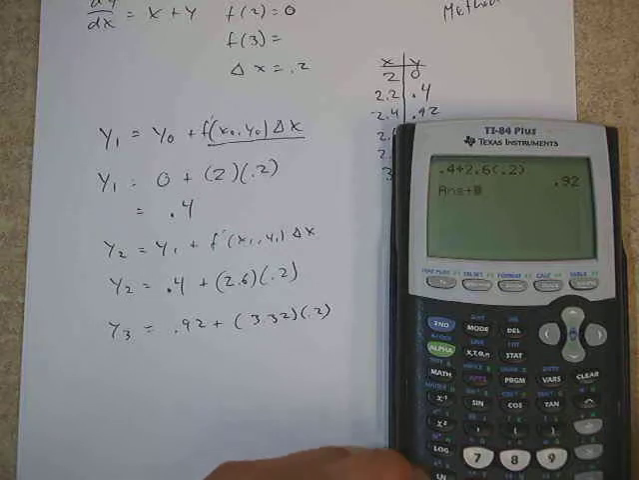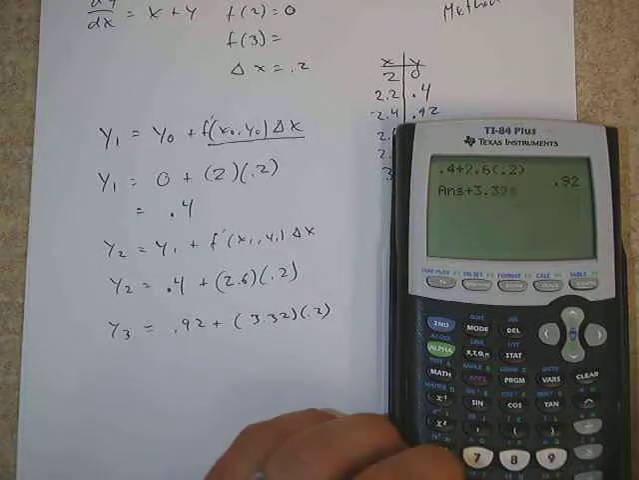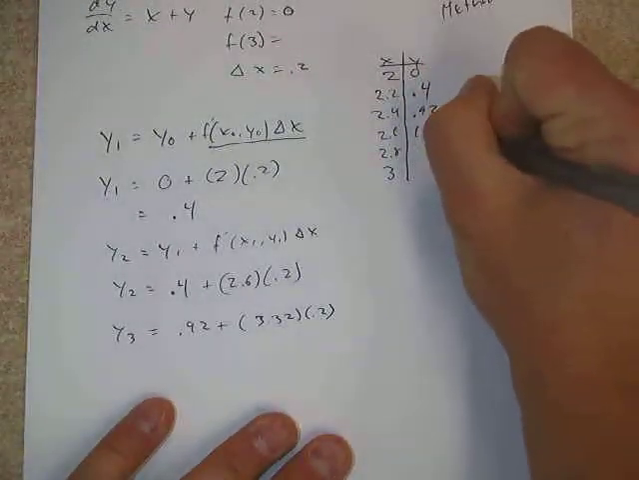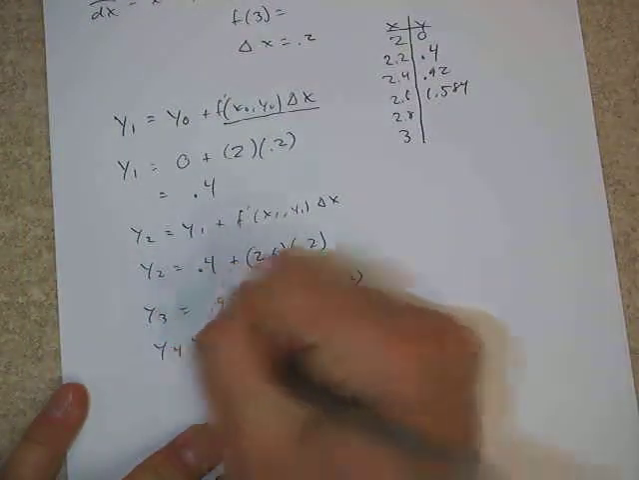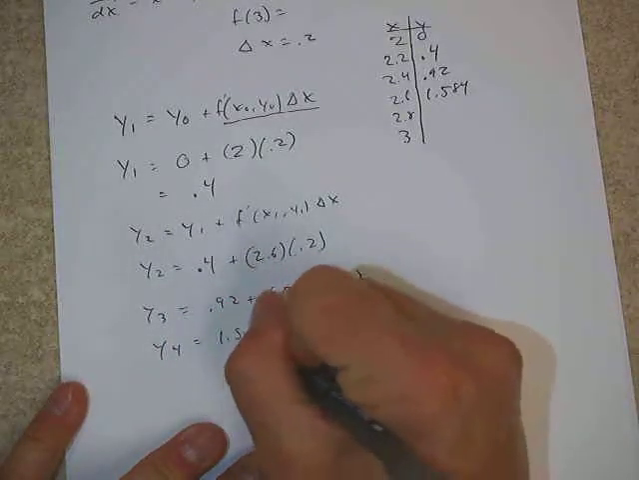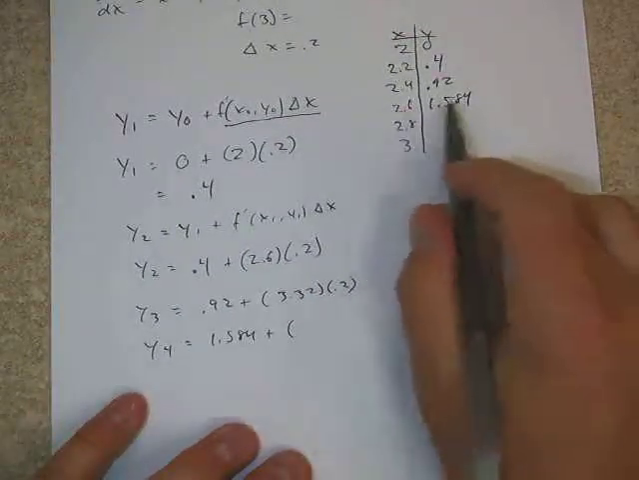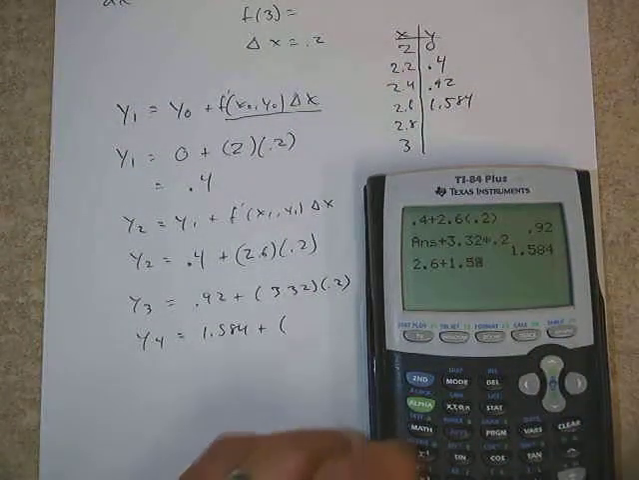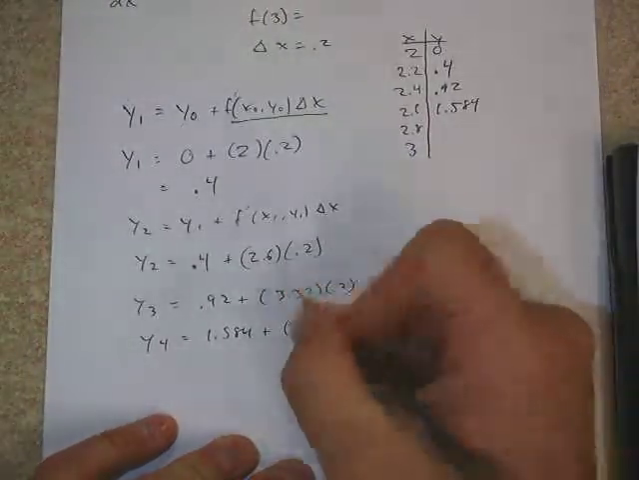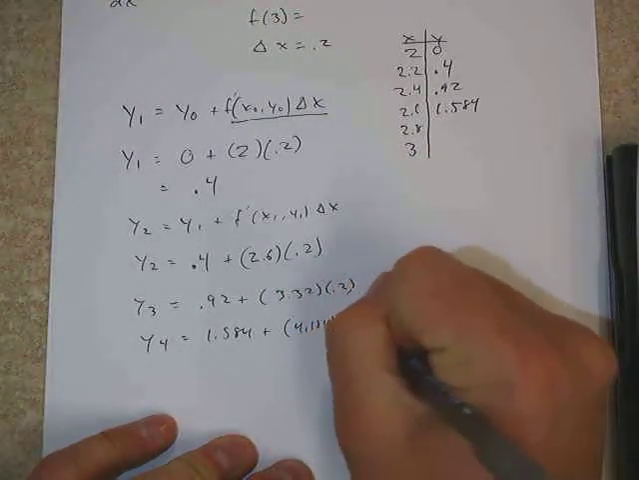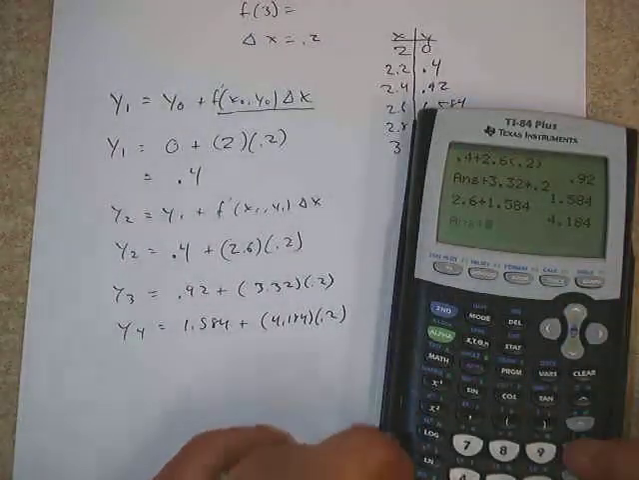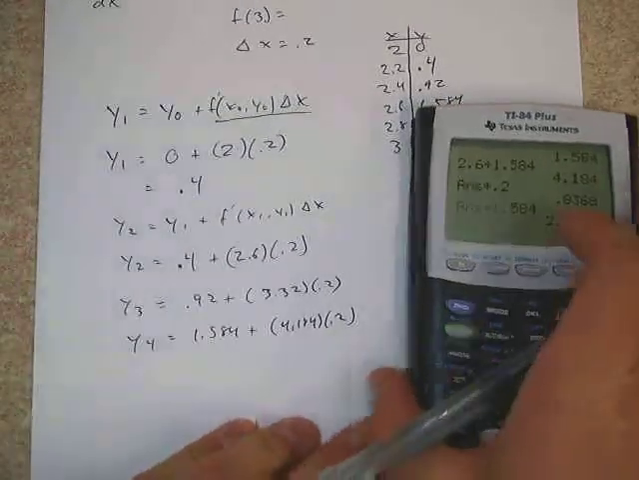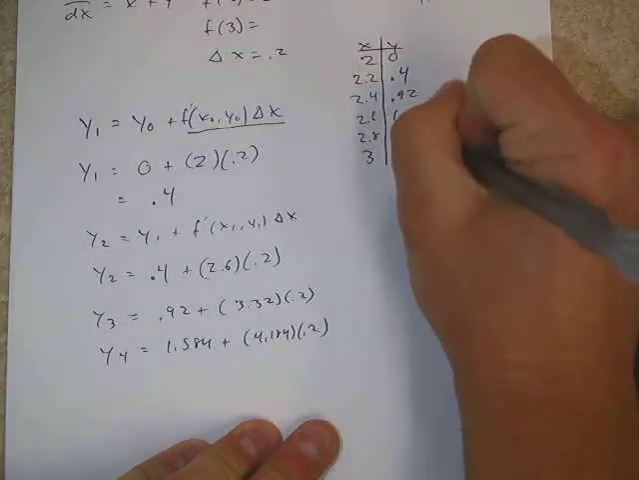Calculate. So 0.92 plus 3.32 times 0.2, we get 1.584. And then the fourth, which is going to be our next one, take that 1.584. We're going to put this point into our derivative, adding those two together. I get 2.6 plus 1.584, 4.184 times 0.2. So we'll multiply that by 0.2, and we'll add that to 1.584, and we'll get 2.4208.